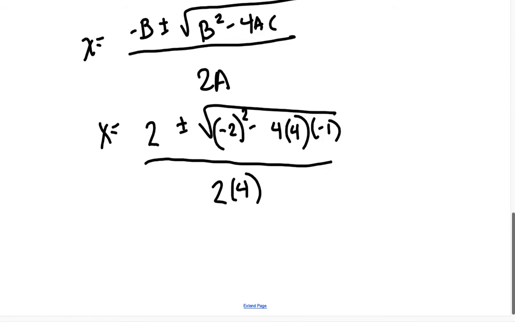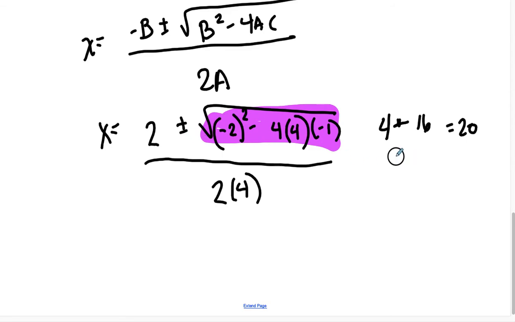Okay, so I'm going to do this first. I'm going to figure out what this is first, so I can simplify my square root if I need to. Negative 2 squared is 4, minus 4 times negative 1 is positive 16 because of that double negative right there. So 4 plus 16 is 20. The number underneath the square root is 20, and I can simplify that further by using radical 4 and radical 5. So this is 2 radical 5.